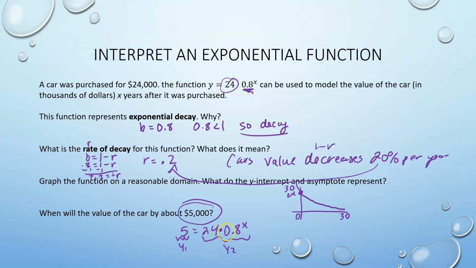You could graph 24 times 0.8 to the x, we did, and then in the same grid, under y2, we'll graph 5. We'll find this point of intersection. Its y value is going to be 5, but whatever that x value is, that's when the value of the car will be 5,000.